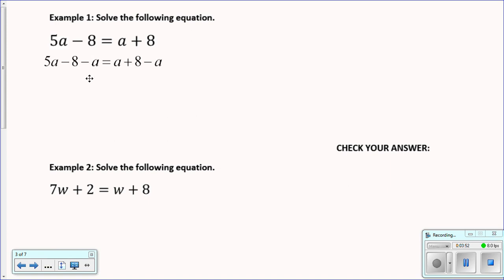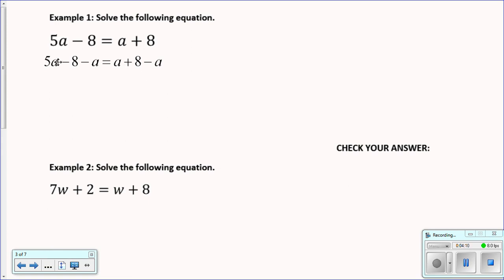And you guys can write this vertically, meaning up and down if you want, rather than across. I just had to do this because the computer wouldn't let me do it vertically. So I'm going to subtract a from both sides. Here, a minus a, those are my like terms. They combine to make 0. So I just have 8 left here.